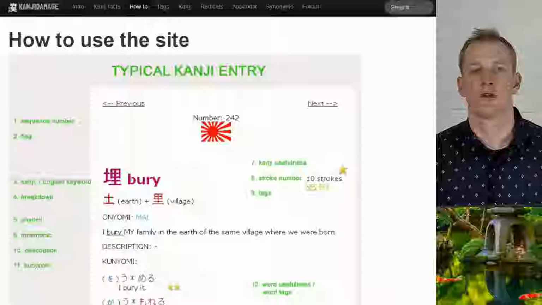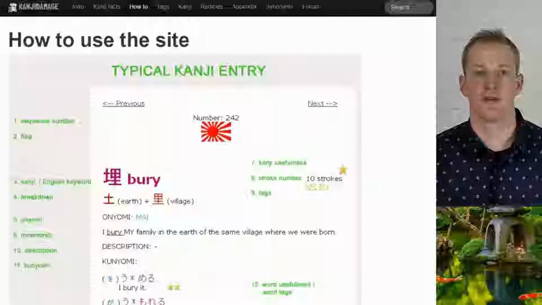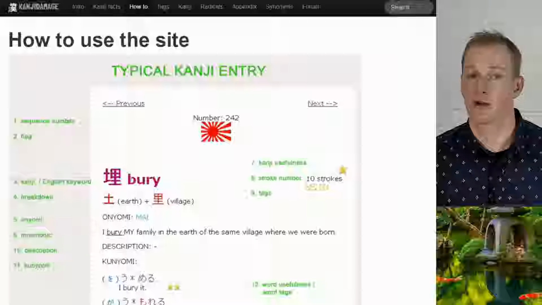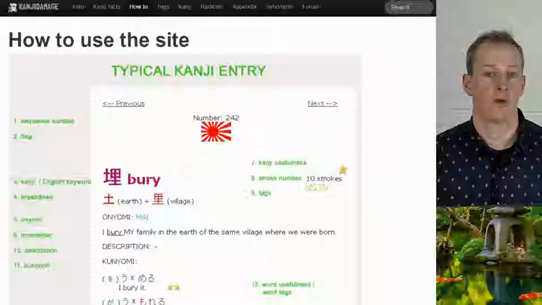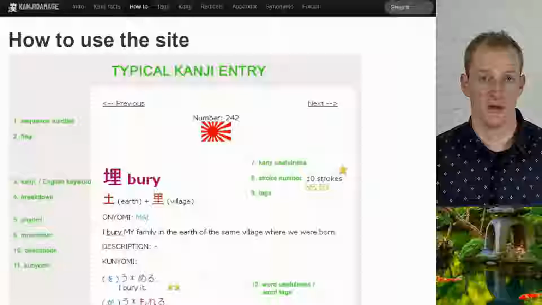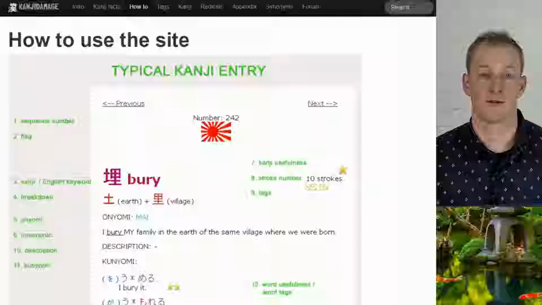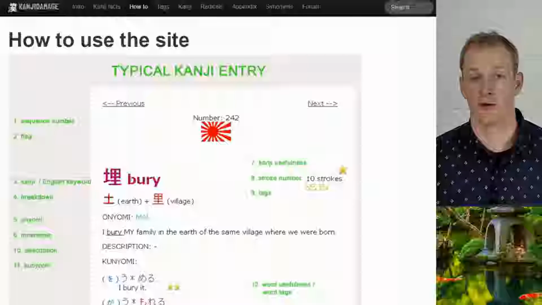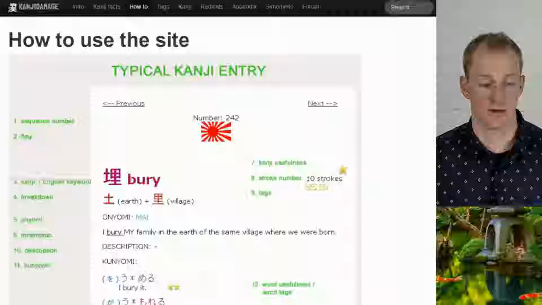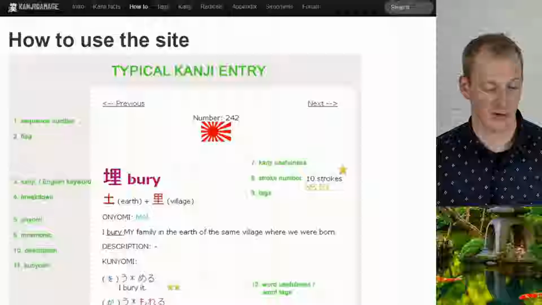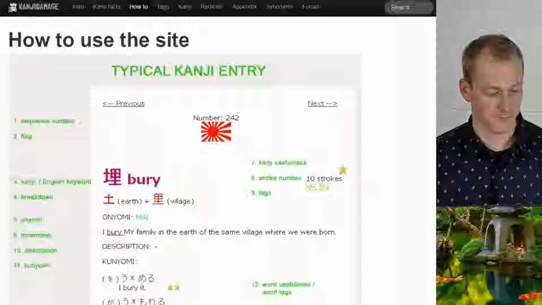So last video, we looked at the introduction and the kanji facts part to get some background on kanji itself, why kanji textbooks are generally not very good, and the problems they create, and then how this website can help solve a lot of those problems, which I think it actually does pretty effectively. So now we're on how to actually use the website. We're going to work out what's going on here.